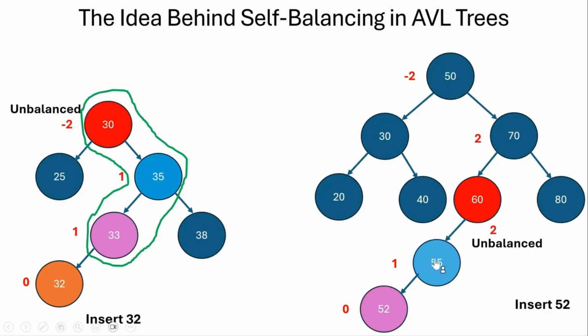And for this 55, where did we add the new node? We added it onto the left side. That's why this is the third.